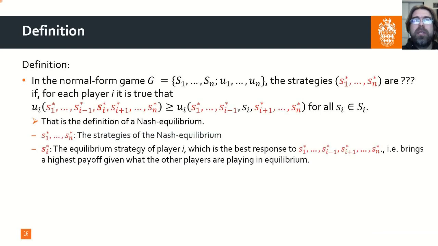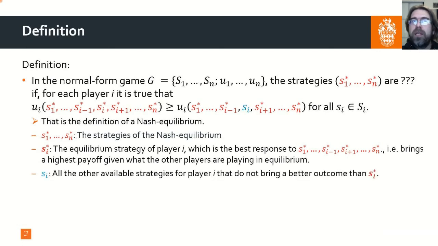So what does everything mean here? All the s stars are the strategies of the Nash equilibrium, so all the strategies that each player plays in the Nash equilibrium. Si star is the equilibrium strategy of player i, and since it is the strategy in the Nash equilibrium, it must be the best response to all the other strategies, which means that it must bring the highest payoff given what all the other players are playing. And Si without the star are all the other available strategies for player i that do not bring a better outcome than Si star, which is why Si star is the strategy in the Nash equilibrium for player i.